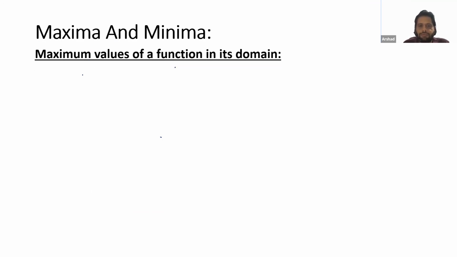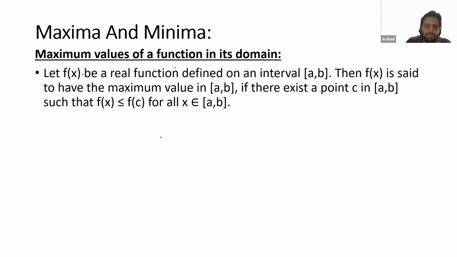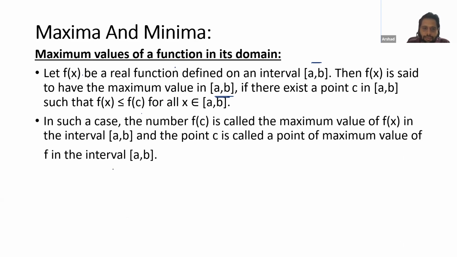Now, the topic is the maximum value of a function in its domain. What does this mean? Let f(x) be a real function defined on the interval AB. Then f(x) is said to have the maximum value in AB if there exists a point C in AB such that f(x) is less than or equal to f(c) for all x belonging to AB. In such a case, this number is called the maximum value and the point C is called the point of maximum value of f in the interval AB. I will explain this complete definition from a graph.